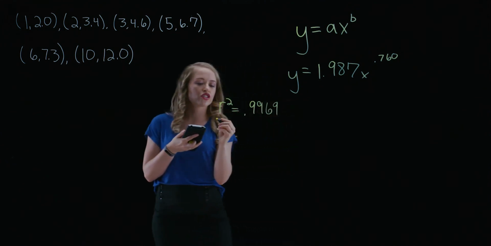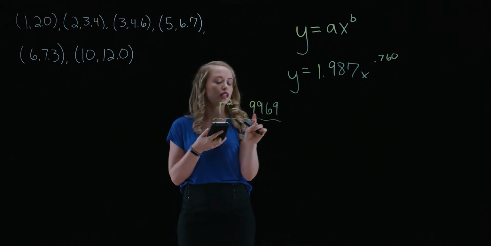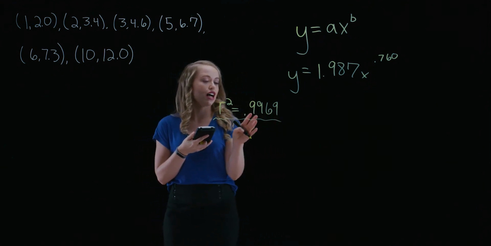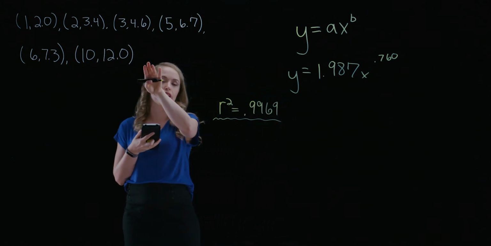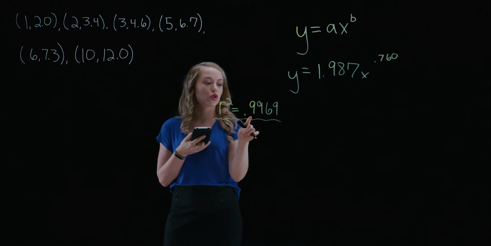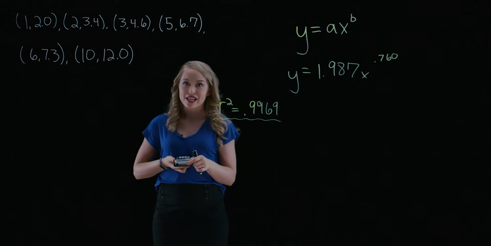What this coefficient of determination does for us is it's an indication of how strongly correlated our data is, how strongly correlated our best fit model is to our original points. So the closer this number is to 1, the stronger the correlation. And that's it. That's how we do this problem.